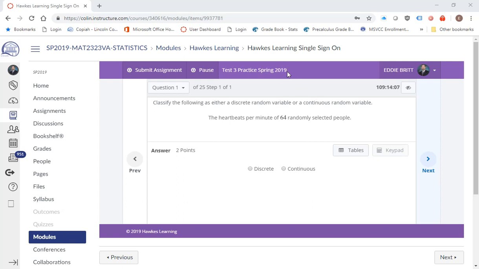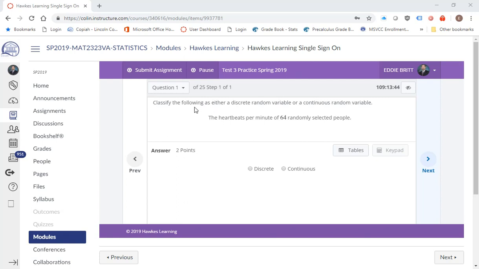It does say spring 2019 at the top, but I do use these tests more than one semester. Since all the numbers are randomly generated, I can do that. Usually for the practice test, I lock all the values and keep it in the same order. That way I can work one out for you and then you can go in and practice it if you need to. Alright, we're going to start here with number 1.